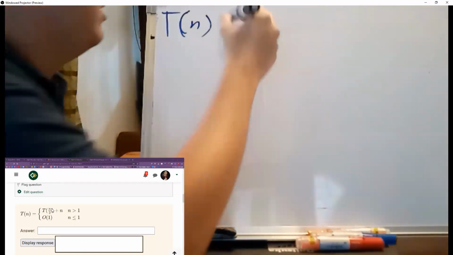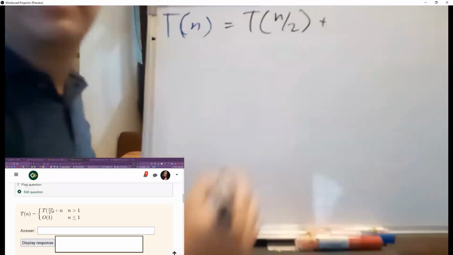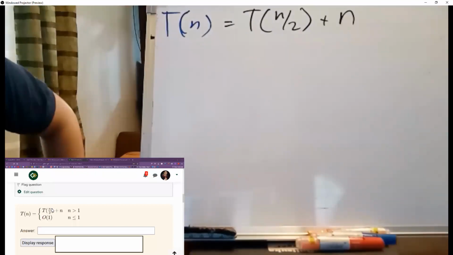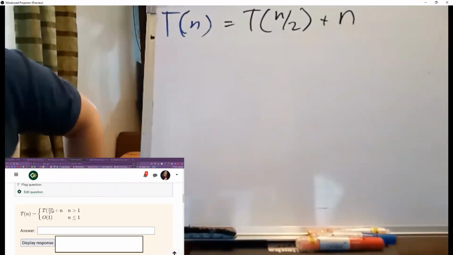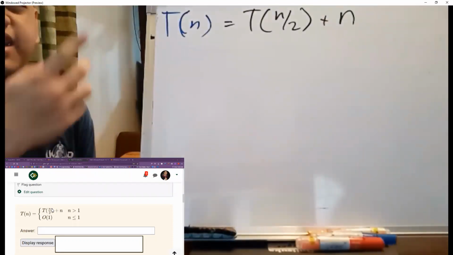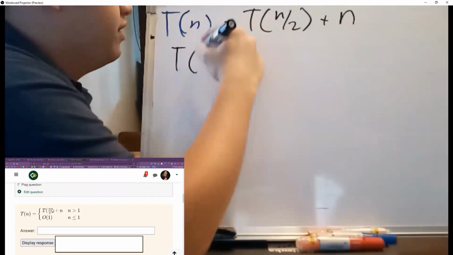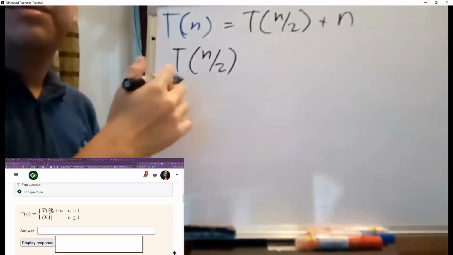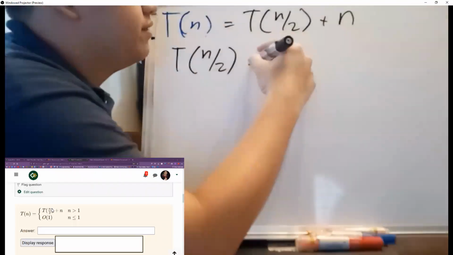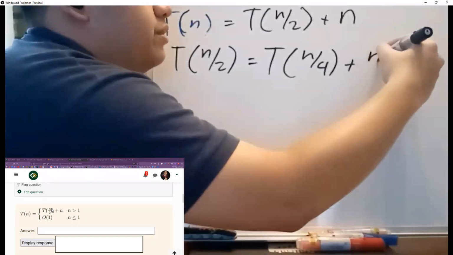So, T of n is equal to T of n over 2 plus n. So, we can use substitution over here. To use substitution, we need to expand our term. So let's first get what T of n over 2 is equal to. So for T of n over 2, we plug in n over 2 for n in the expression above. So we get T of n over 4 plus n over 2.